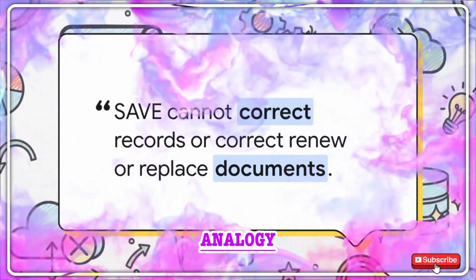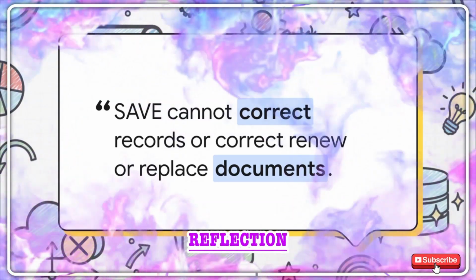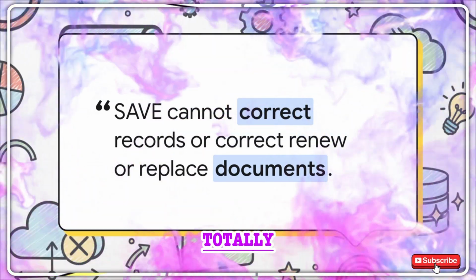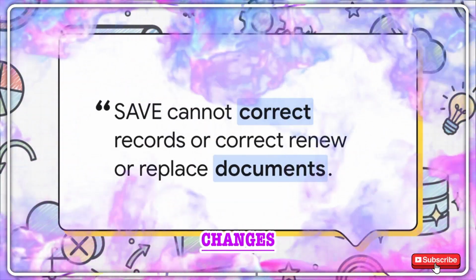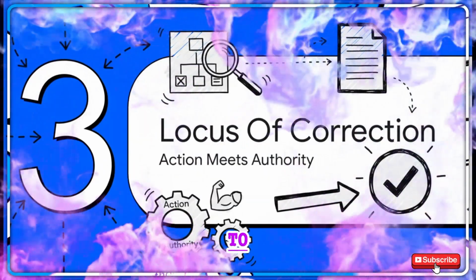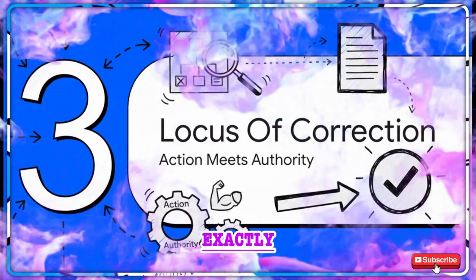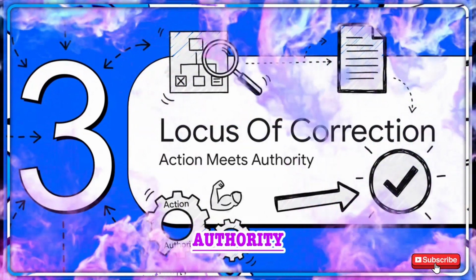Remember that mirror analogy we talked about? You can't change your reflection by trying to reach into the mirror to physically fix it. Your reflection is totally permanent until the actual source changes. Let's move on to Section 3, the locus of correction, which is exactly where action meets authority.